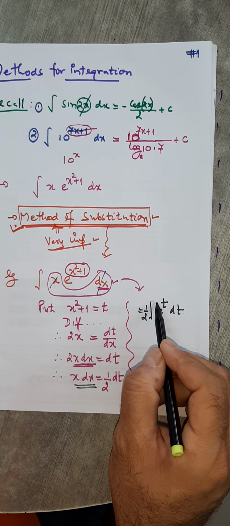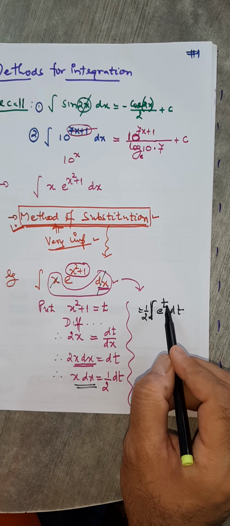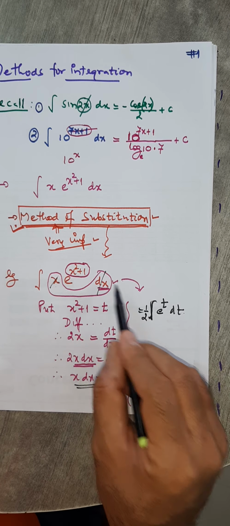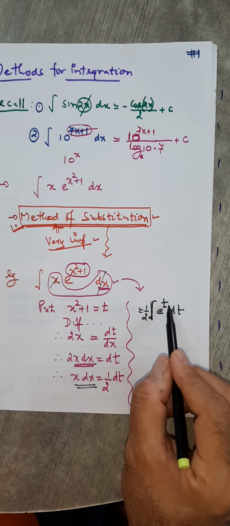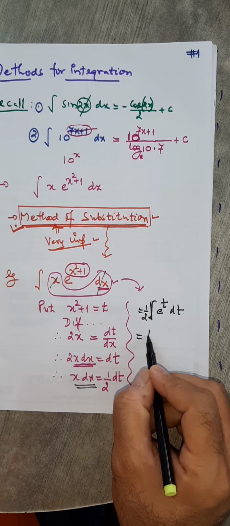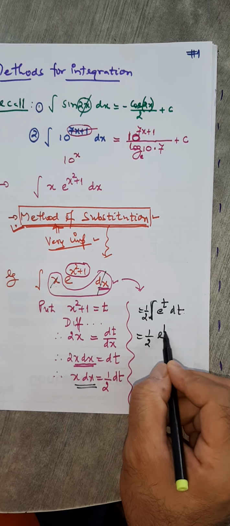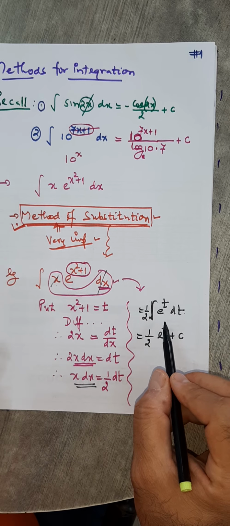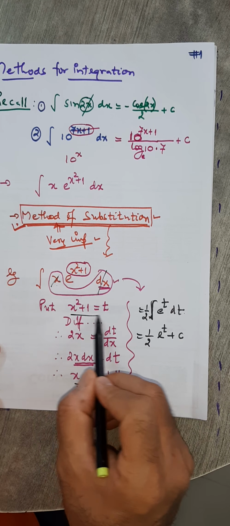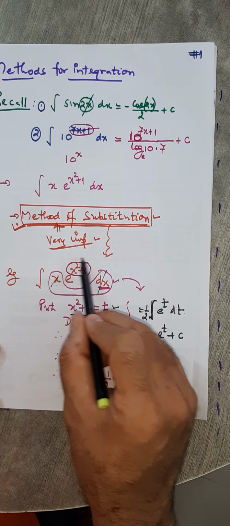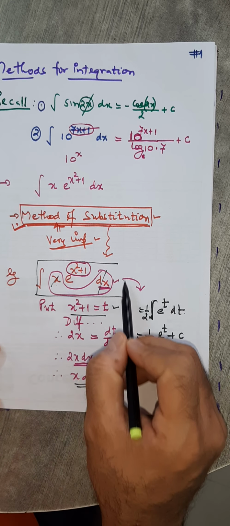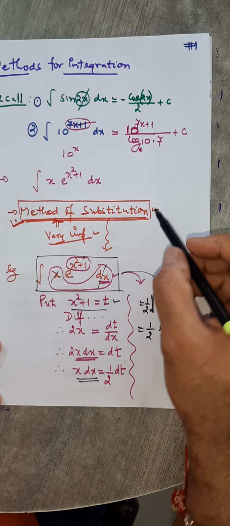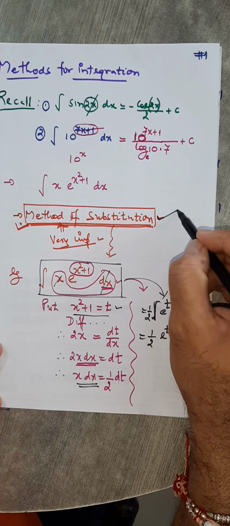Now this is a very standard integral. What's the integral of e raised to x with respect to x? That's e raised to x. Here, the integral of e raised to t with respect to t is nothing but e raised to t plus c. Right? So this function reduced to a standard one. This was not standard. With the help of this substitution, you can convert this entire integral into this standard one. So this is called the method of substitution, remember.